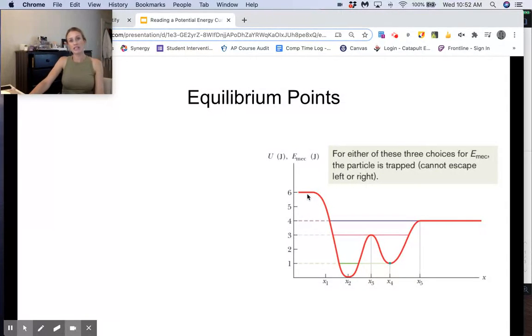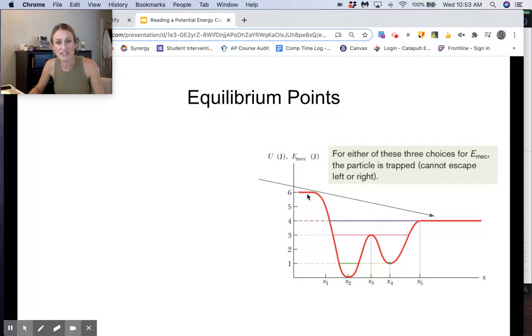So we also have these things called equilibrium points. In these examples, we have different total mechanical energies. I know that I've been talking about a total mechanical energy of 5 joules in our last examples, but here it's when we're changing the total mechanical energy amount that we get what we call equilibrium points. You'll see what I mean when we start explaining.